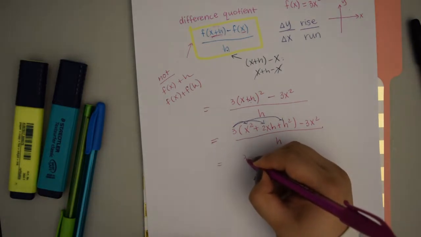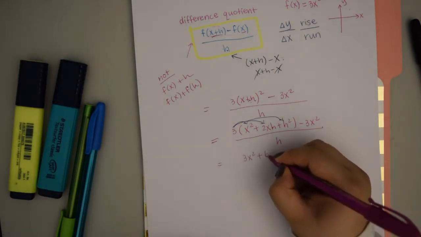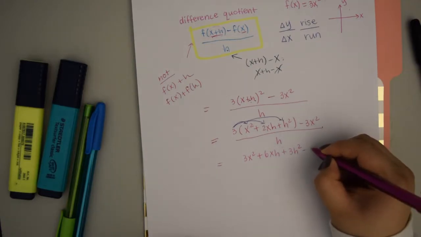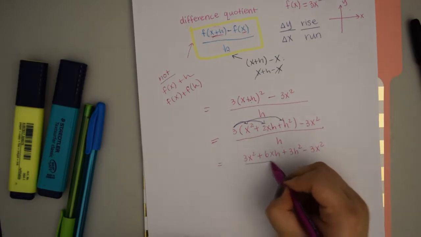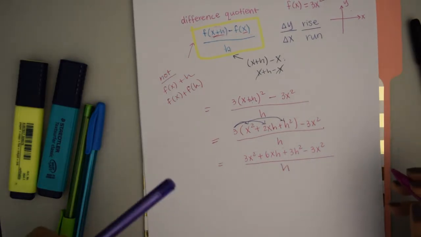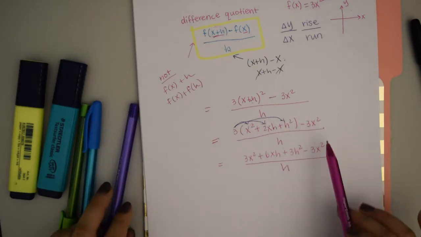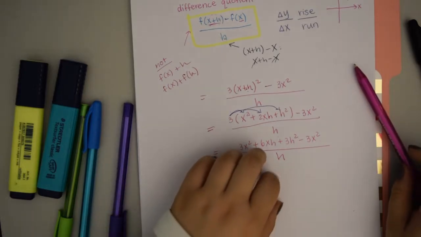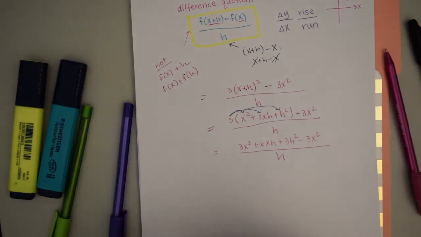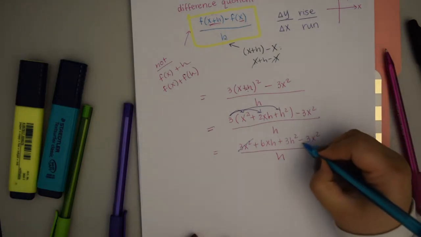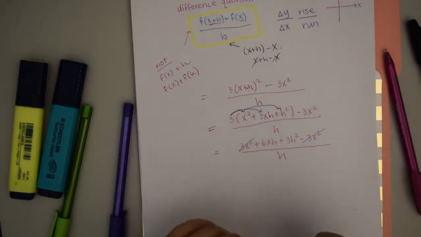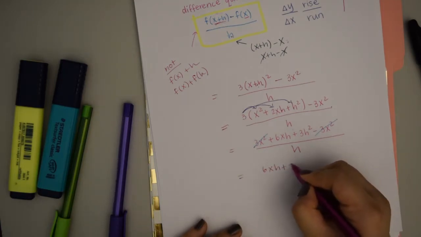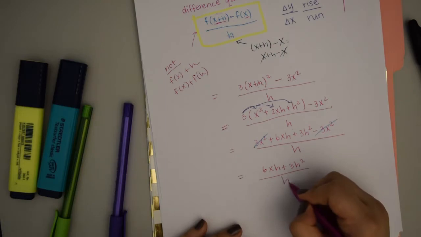So 3x squared plus 6xh plus 3h squared minus 3x squared all over h. And I wanted to do that because some things can cancel, which makes our life easier. So what do I do here? I see a 3x squared minus 3x squared, so those go away. So I'm just left with the 6xh plus 3h squared over h.